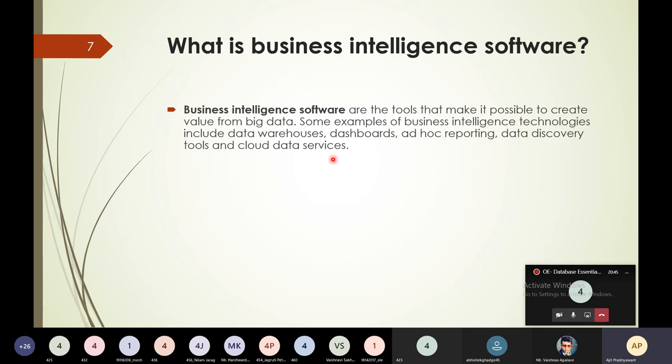At the back end, they may use various technologies.